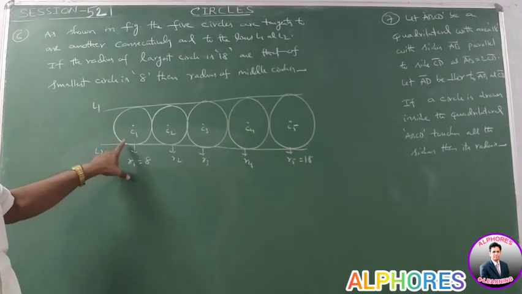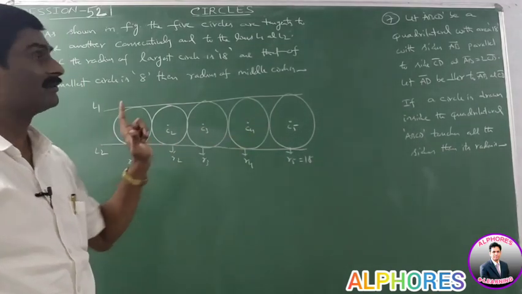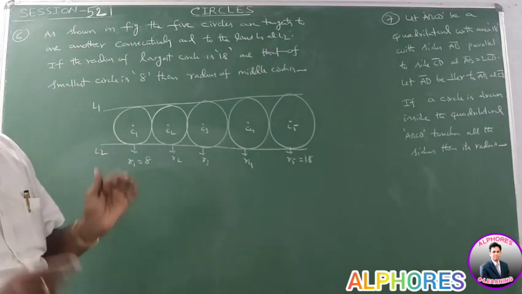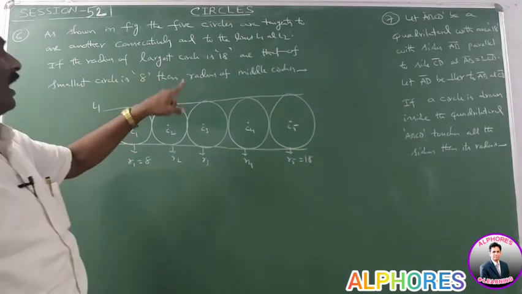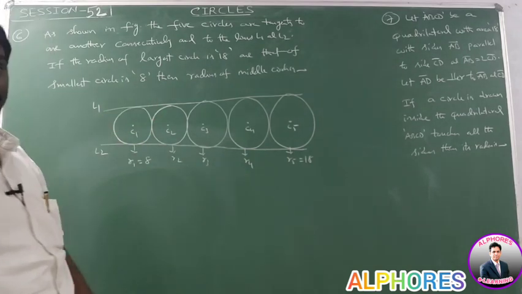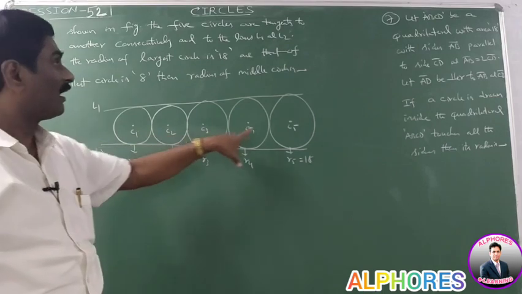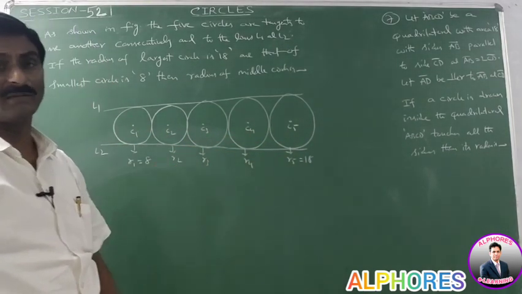The diagram is in this way. It is the first circle, second, third, fourth, fifth. All of these touch each other externally. The circles are tangents to one another means they touch each other. And also L1, L2 are common tangents. Here the smallest radius of the circle is 8 and the greatest radius is 18. What is the radius of the middle circle?